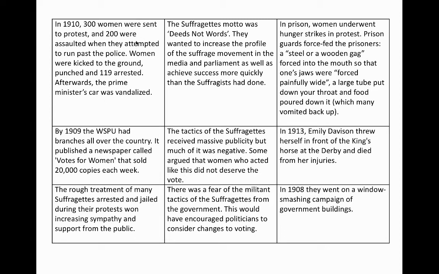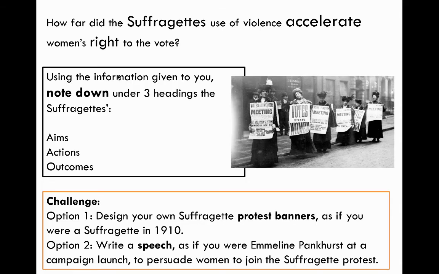Actions. Well, it says they protested. It said they attempted to run past the police. And that they vandalised the Prime Minister's car. So we can see some of their actions just there. Outcomes? Well, we can see that they were treated violently. They were kicked to the ground, punched, and many were arrested. So we could make some notes under actions and outcomes.